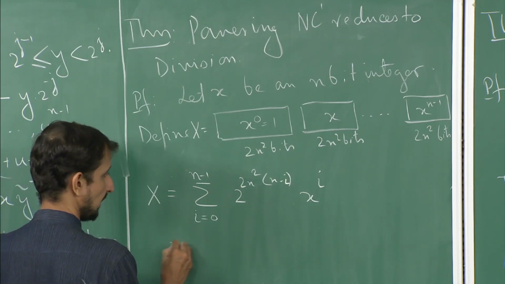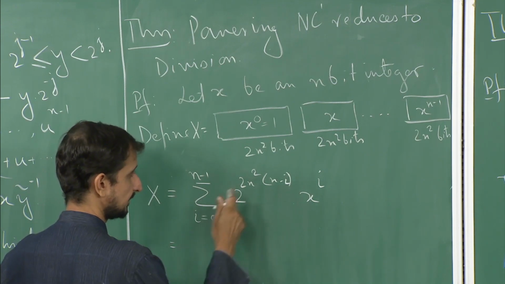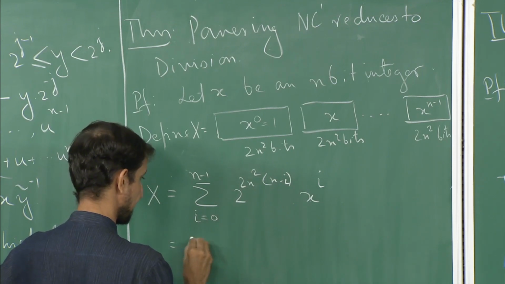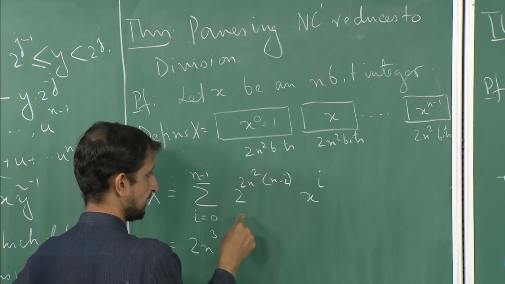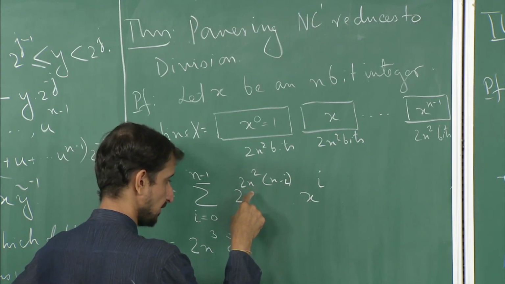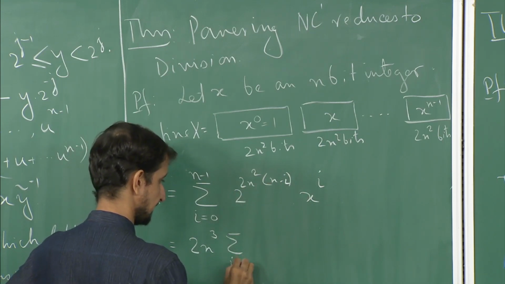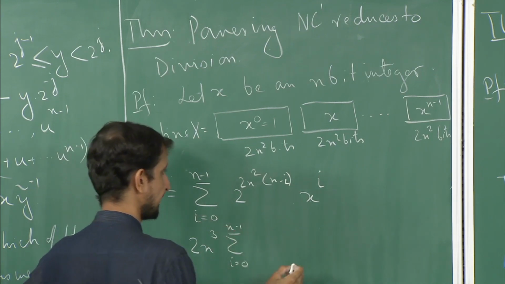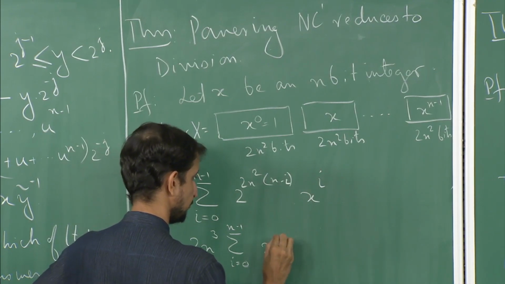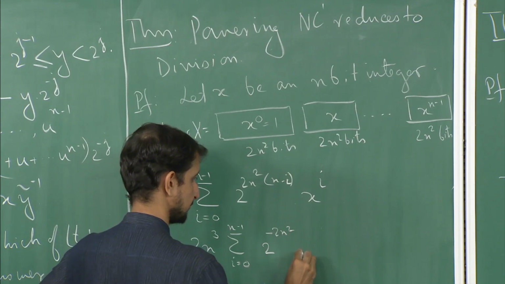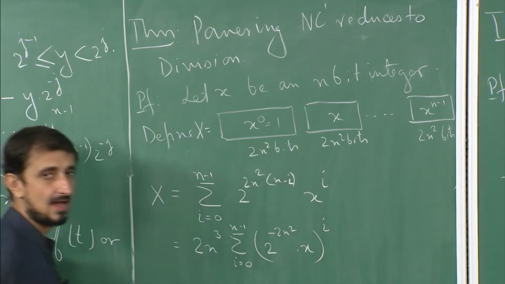Now what is this? I can take the constant term outside. The constant term is 2 to the power 2n cube, times sigma, then I will have 2 to the power minus 2n square i into xi, which is sigma i equal to 0 up to n minus 1 of 2 to the power minus 2n square into x, whole to the power i.